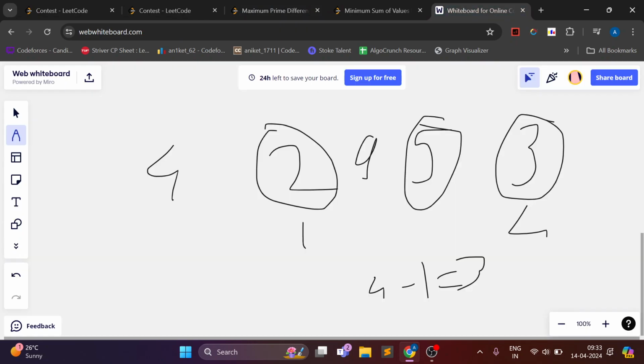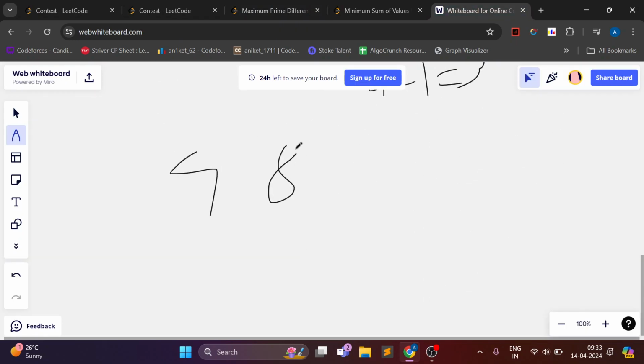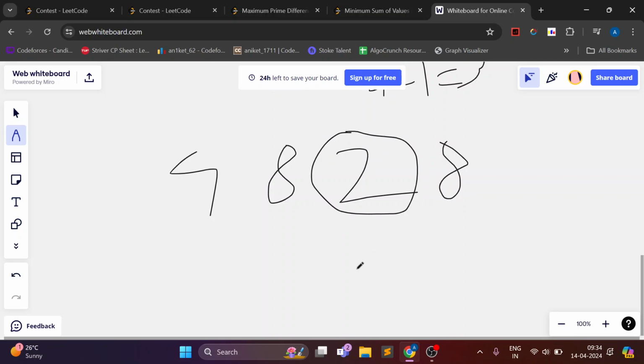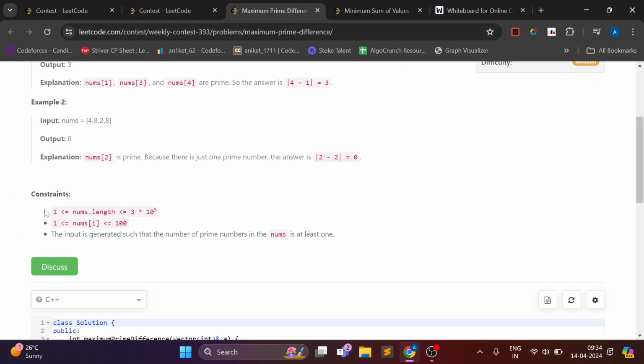In this second case, 4 8 2 3, 4 8 2 8. There is only one prime number. So the answer here is 2 minus 2, where 2 is the index of that element. And it is given that there is always a prime number in the array nums.